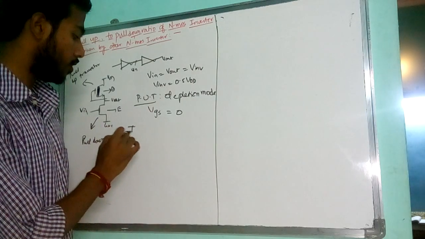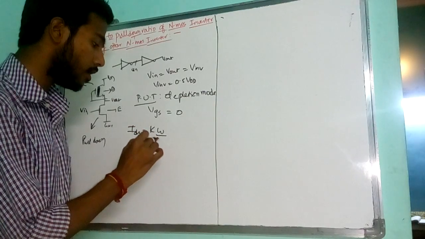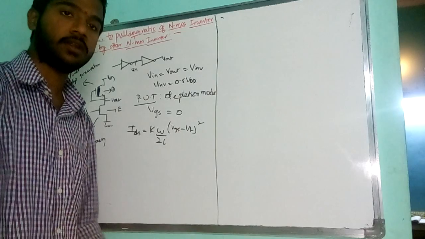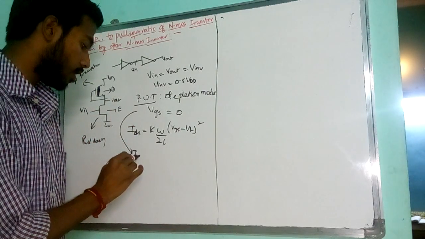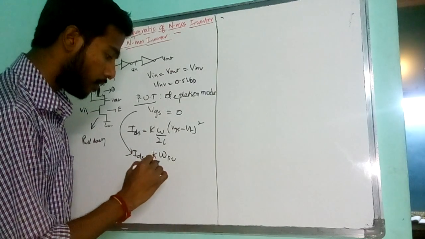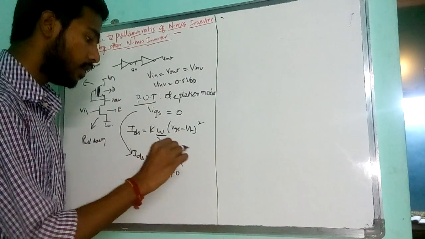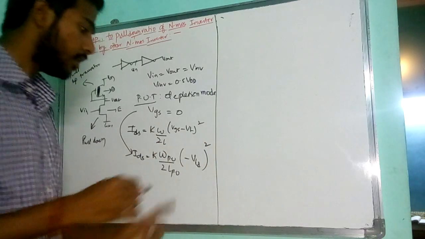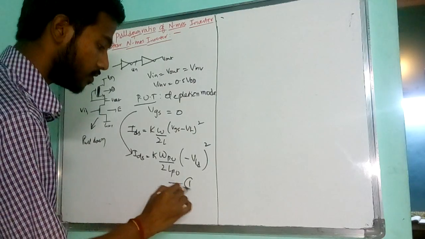In saturation mode, we have IDS current as K W by 2L into VGS minus VT whole square. Now for pull up transistor, I consider IDS equal to K into W pull up by 2 into L pull up, and my VGS is 0. My VT is VTD, where D denotes depletion mode transistor. This is my first equation.